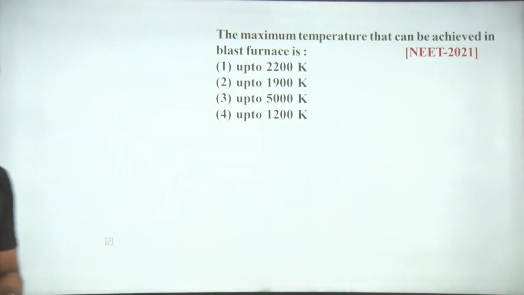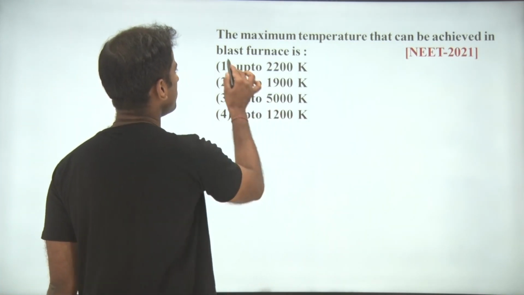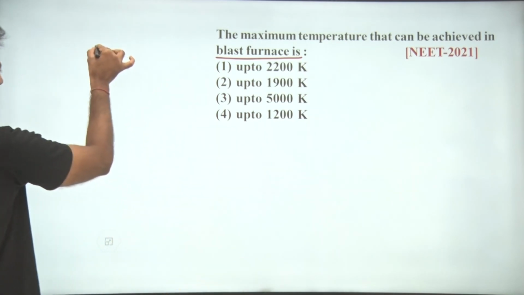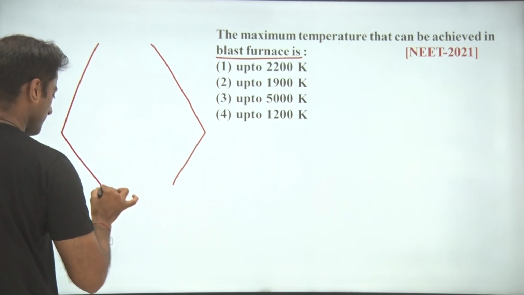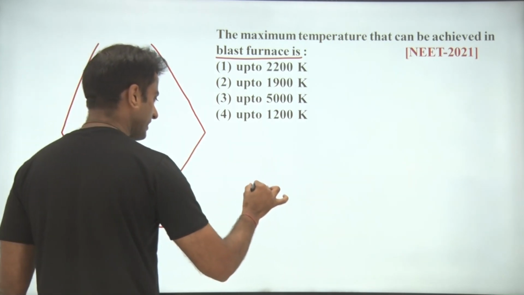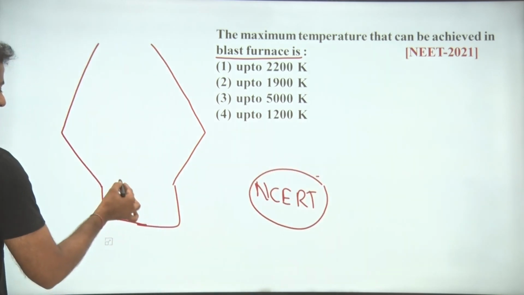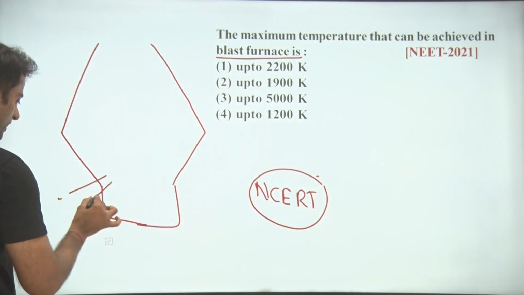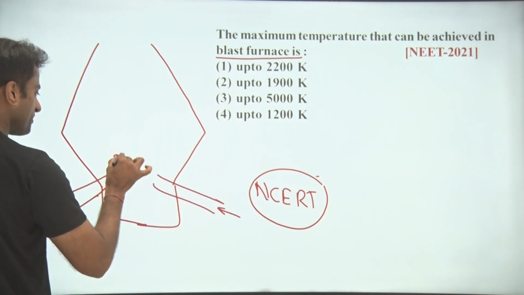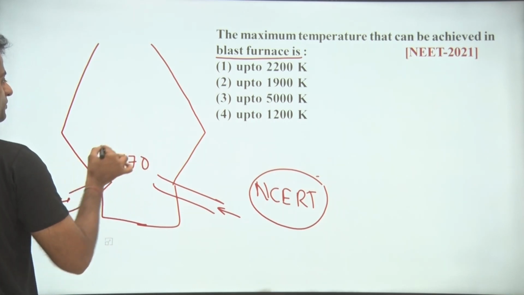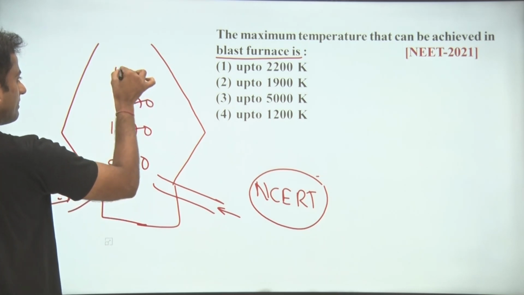Thank you. Hello students, this question is asking the maximum temperature that can be achieved in the blast furnace is. As far as the blast furnace is concerned, you can see that it is clearly given in the NCERT. Okay, so here the combustion zone is there. These are the tuyeres from where the oxygen is passed. So the temperature is 2170. Next to this we are having 1570, 1270 and 1070.